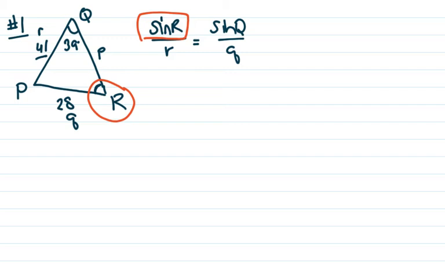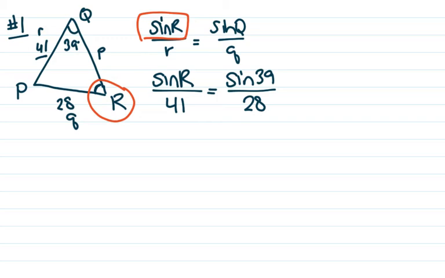Okay? All right, so we're going to fill in what we know. We don't know sine R, and then r is 41. Angle Q is 39, so sine 39 over q, which is 28. Now we're going to solve for the missing part of this ratio. We want to get sine R by itself. Right now, sine R is being divided by 41, so we're going to do the opposite of that, which is multiply by 41 on both sides.